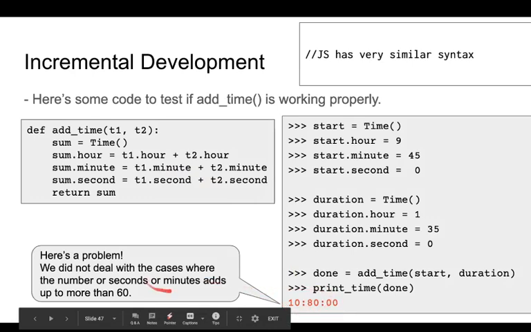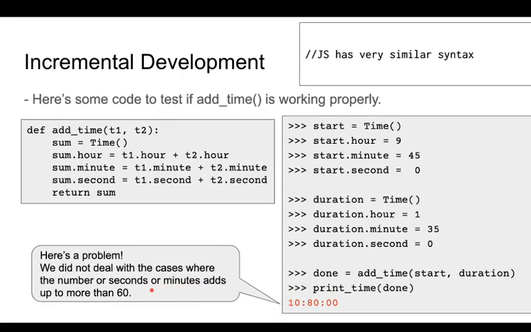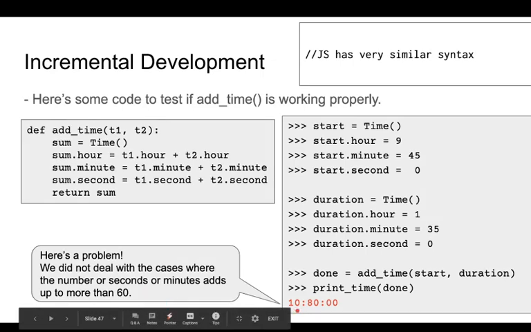So far in our incremental development, our add time function doesn't deal with the case where your minutes or your seconds grow more than 60. You have to carry those over. So if you have 61 seconds, it's actually a minute and a second. If you have 80 minutes, that's an hour and 20 minutes. So our program needs to account for this.